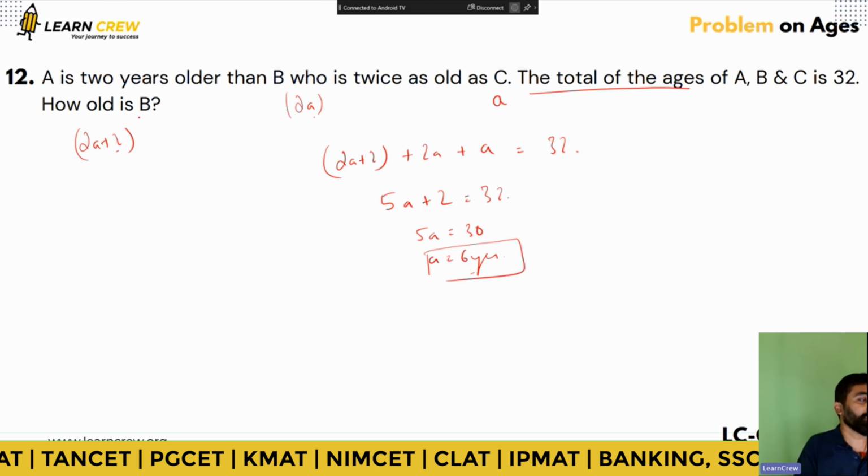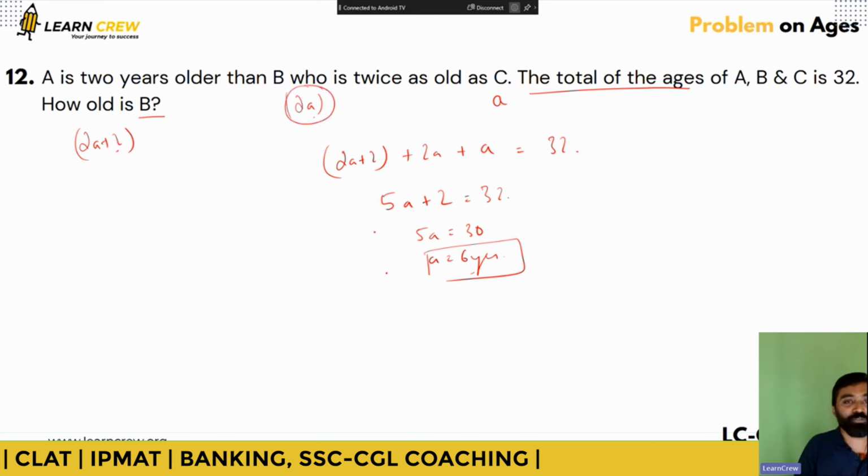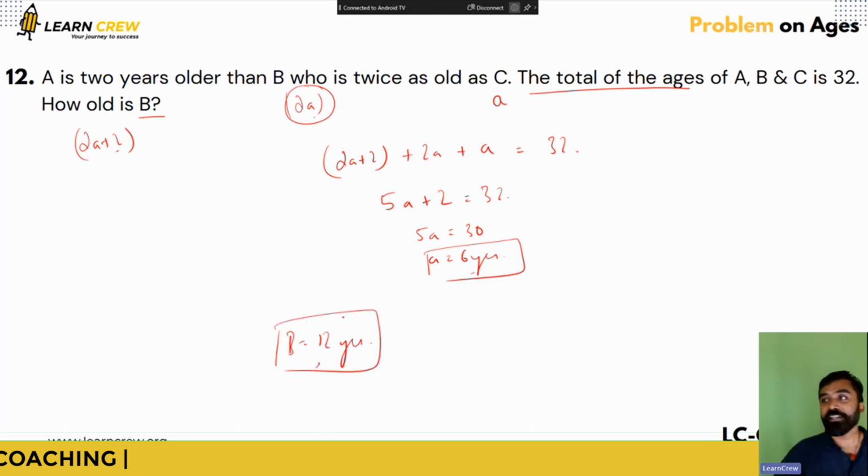Now they're asking how old is B. So B is going to be 6 into 2, that is 12 years. Easy. Analyze the question. It is easy. If you don't analyze the question, it is difficult. Okay. Clear?